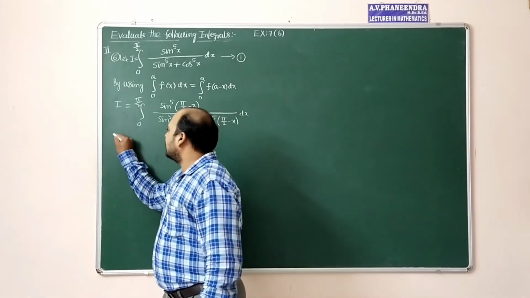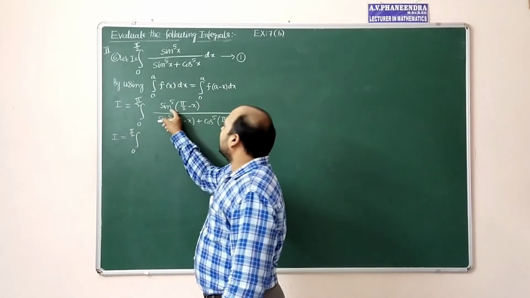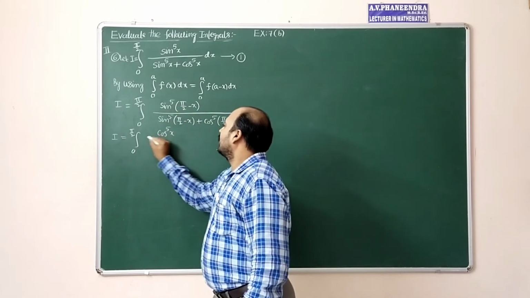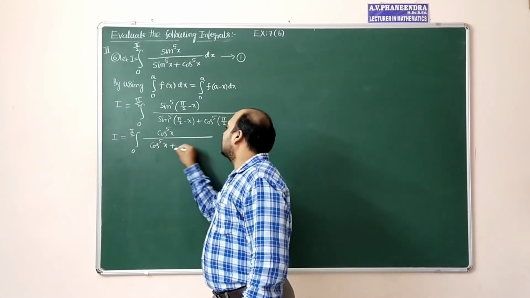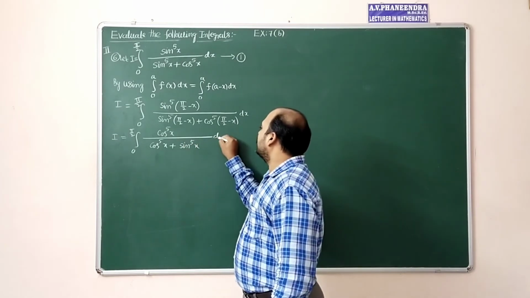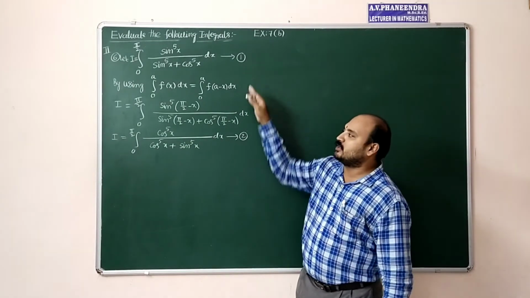So it becomes I equal to integral 0 to pi by 2. Sin of pi by 2 minus x is cos x, so cos power 5x divided by cos power 5x plus sin power 5x. You put that as equation number 2. After getting these steps, adding 1 and 2.